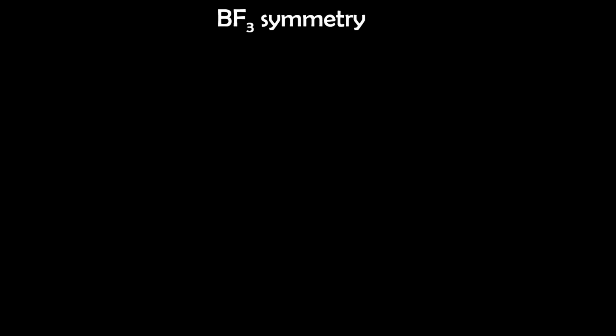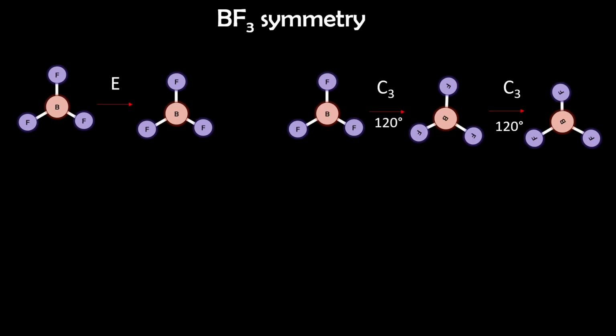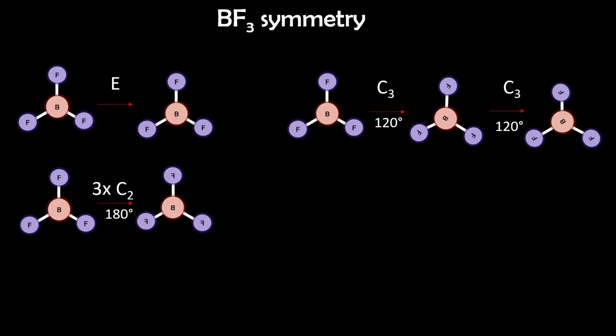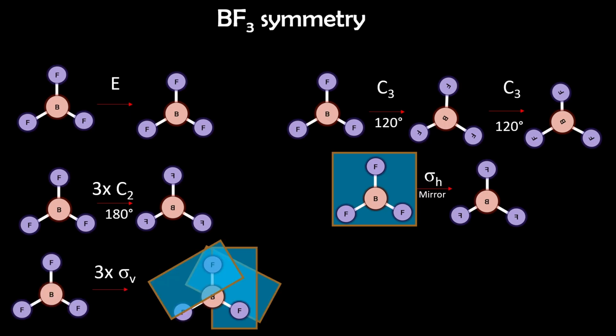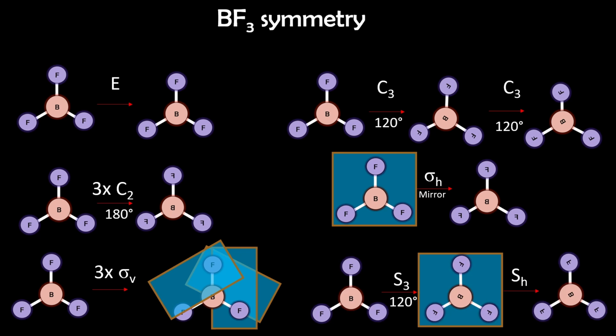BF3 is trigonal planar. It has E, the identity operation, a C3 axis perpendicular to the molecular plane, 3 C2 axes in the molecular plane, a horizontal mirror plane or sigma h, which is the plane of the molecule, 3 vertical mirror planes or sigma v, and an improper rotation or S3.